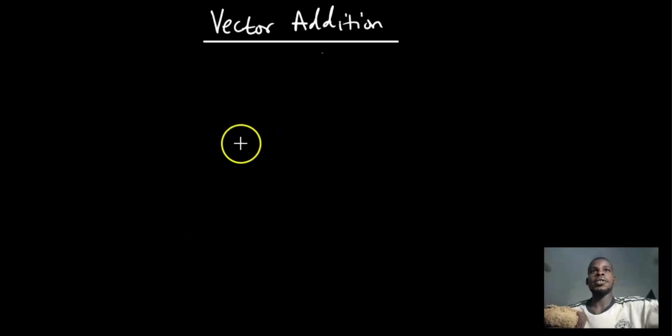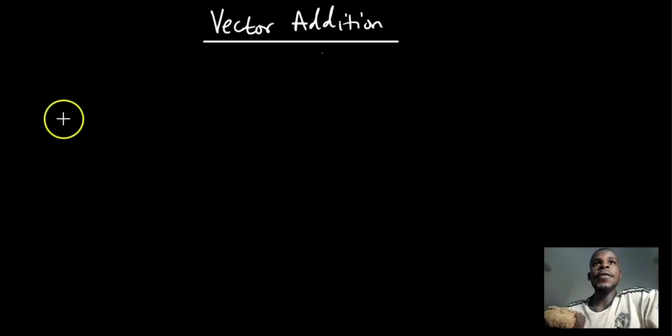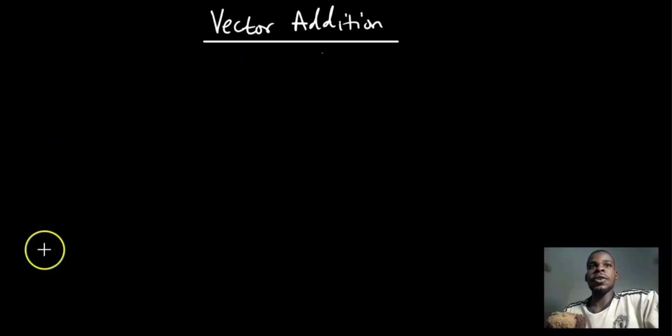Good. Okay, so let's simply get what vector addition is all about, or what it entails. Okay, now first of all, vector addition is just, in this case, we're going to consider the sum of two vectors, and I should tell you that the sum of two vectors is again a vector.